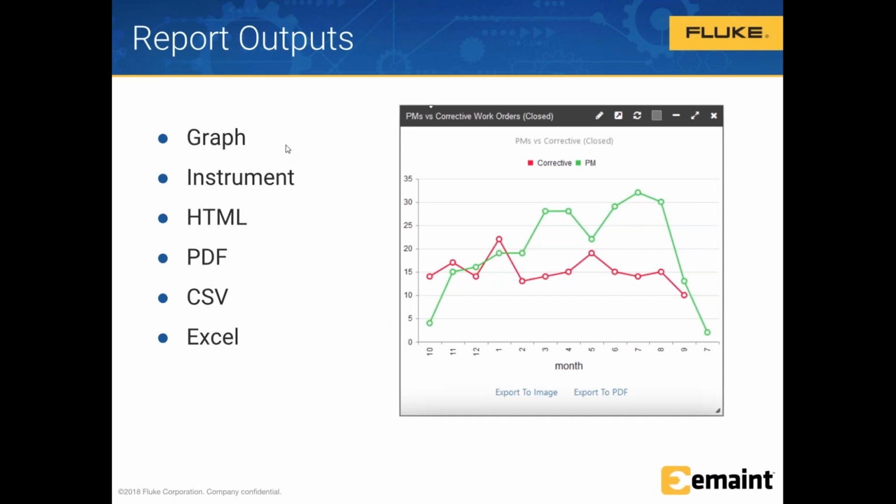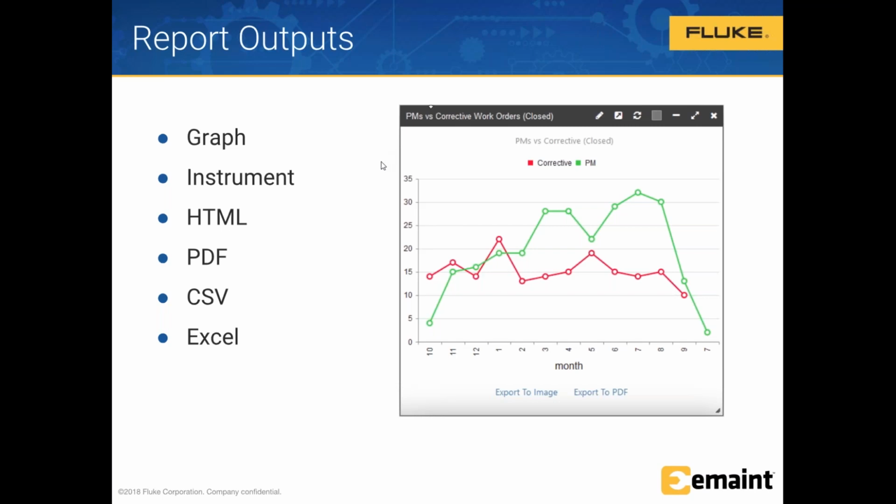All right. Here are our report outputs. The very first report output is graph. This is an example of a graph here. We have a lot of different kinds of graphs inside the system. We have bar graphs, column graphs, line graphs, and pie graphs.